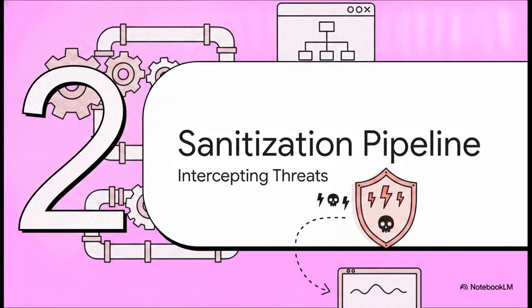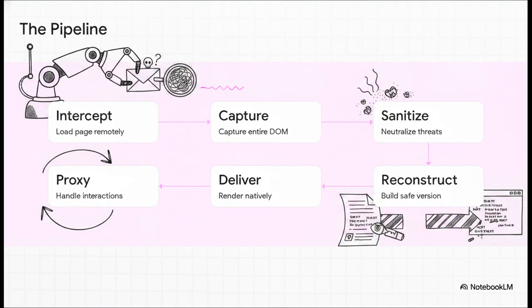Moving on to Part 2. Inside the sanitation pipeline. So how does it actually pull this off? It's basically a highly advanced decontamination chamber. Picture a security robot intercepting a super suspicious letter meant for you. First, it intercepts and loads the page remotely, grabbing the whole DOM. It reads it carefully, sanitizes elements by spotting potential threats, and then, here's the cool part, it copies only the safe text onto a brand new, clean piece of paper, reconstructing it safely. Finally, it hands you that pristine copy to view natively. Any clicks or typing you do after that are proxied safely right back through that exact same chamber.